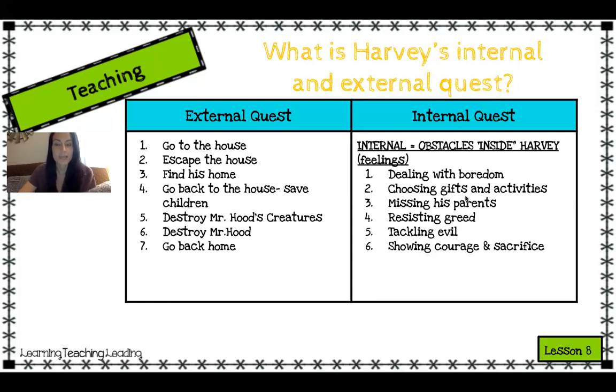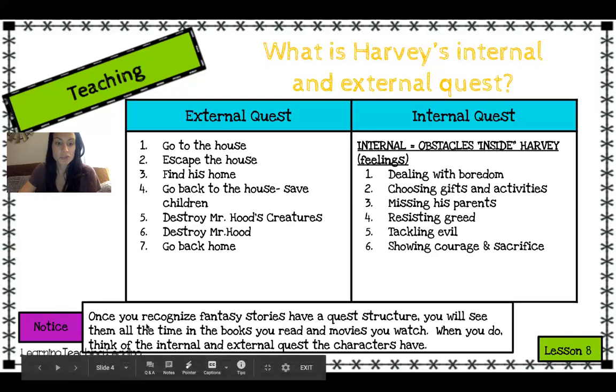Once again, these are all internal, your feelings, how you feel, not physical, external quests, but these are all things that he wanted to accomplish, or they were inside of him and he was having trouble accomplishing these things. Okay.